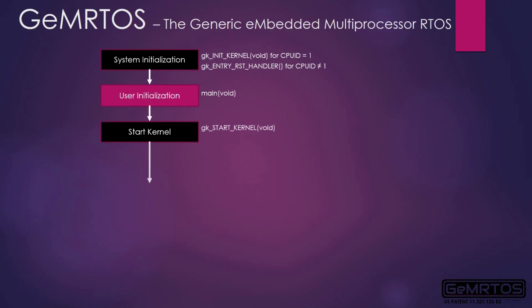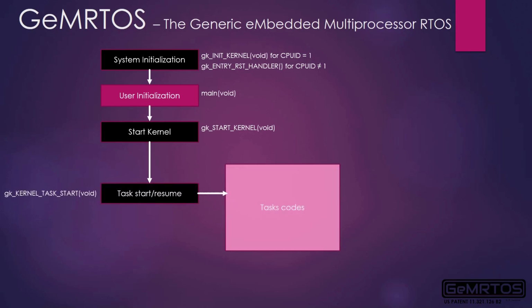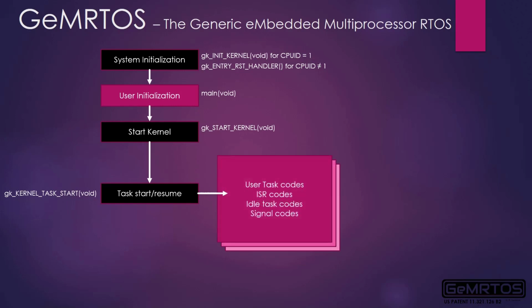The GeMRTOS begins a cycle of execution starting with the task start or resume function. This function selects the next task to run based on the hybrid partition scheduling strategy. All the GeMRTOS functions are executed in the critical section by grabbing the GeMRTOS controller's mutex.